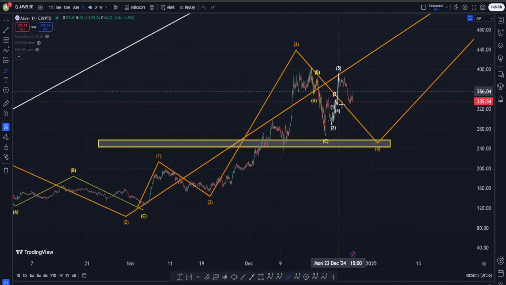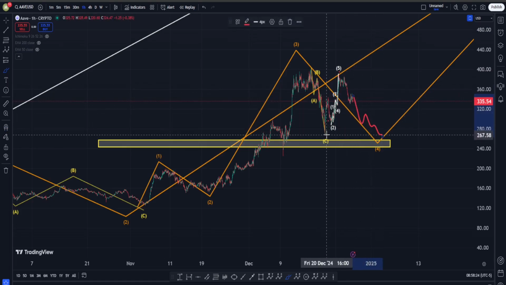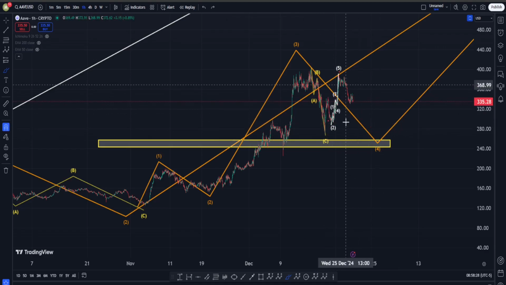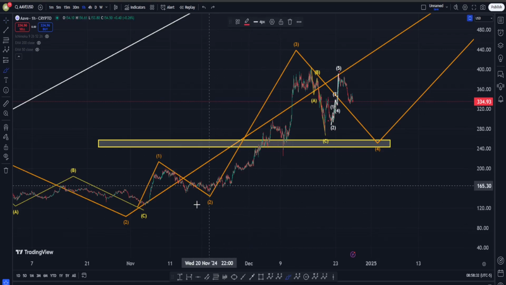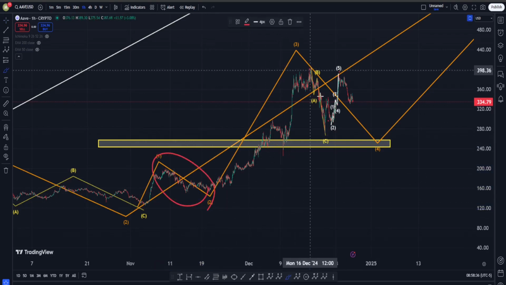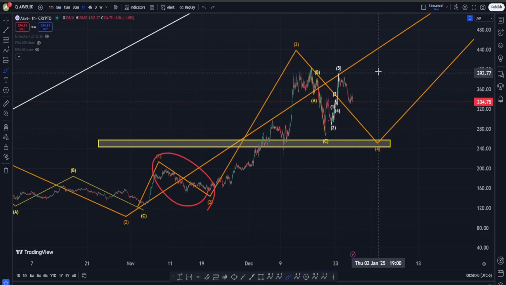That's why I want to argue in AAVE, if we are going to get another move down, we're not going to go a whole lot lower than this point. No, because this is a correction structure into our wave 4, and in here wave 2 is definitely deep, suggesting that this is going to be more likely than not just some sort of a sideways price action.